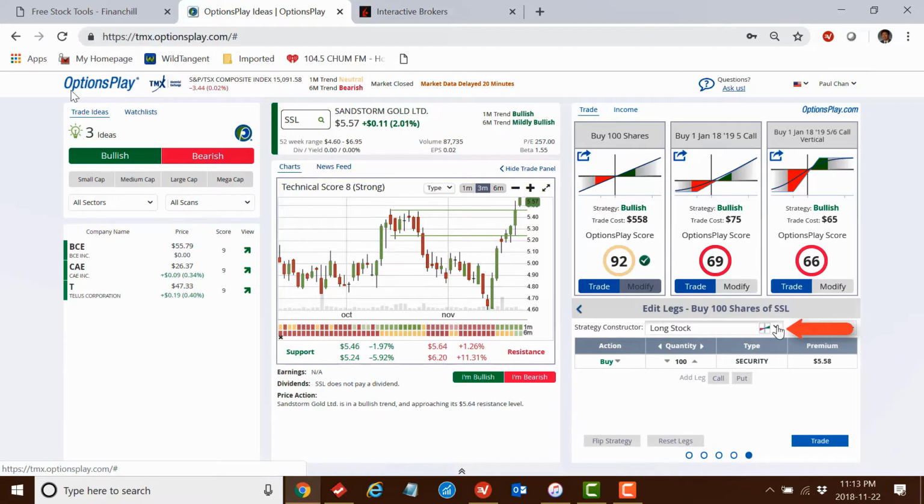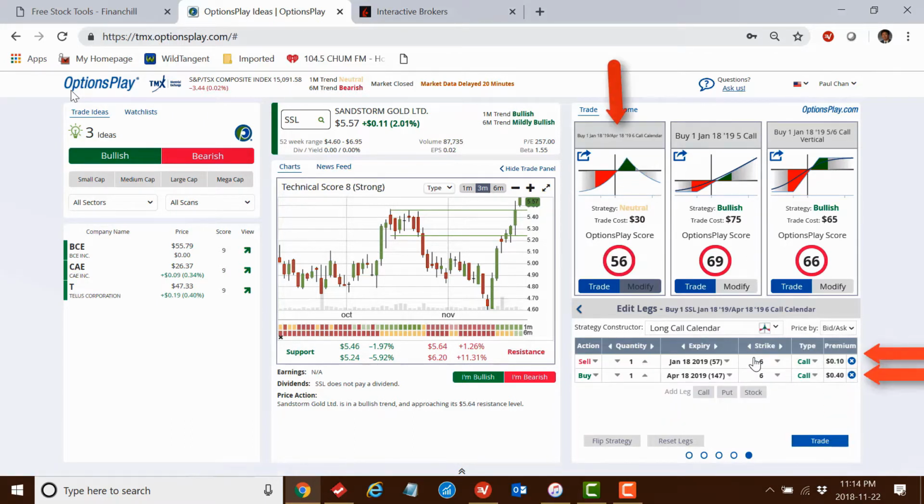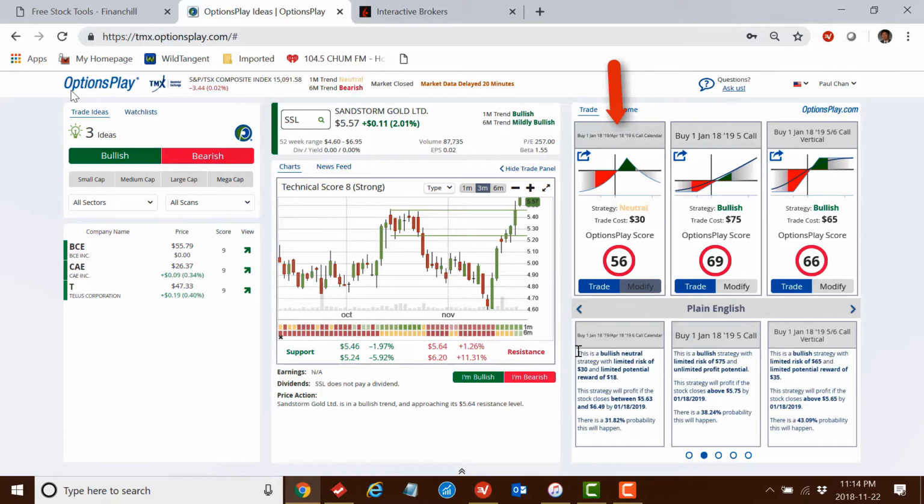And when I select here in my additional strategies, I want a long call calendar. And here's how it comes out. And it's of the three panels on the left-hand side. So I'm selling a $6 for January, and I'm buying in April. Same strike price. And basically this is a bullish neutral strategy with limited risk of $30 and limited potential of $18. So not that great of a return, but at least it's a good example to show how to execute a horizontal calendar spread.